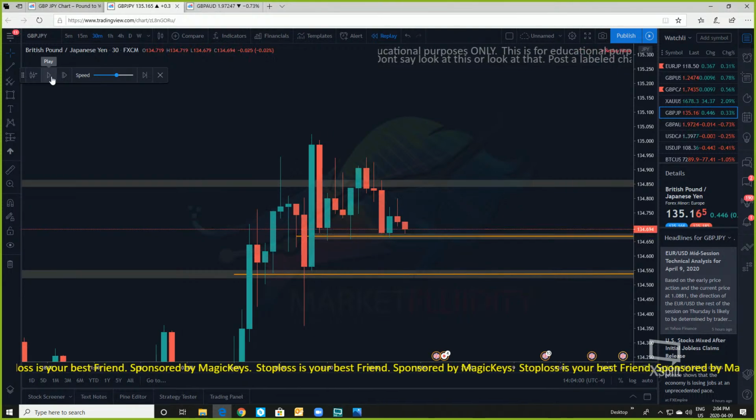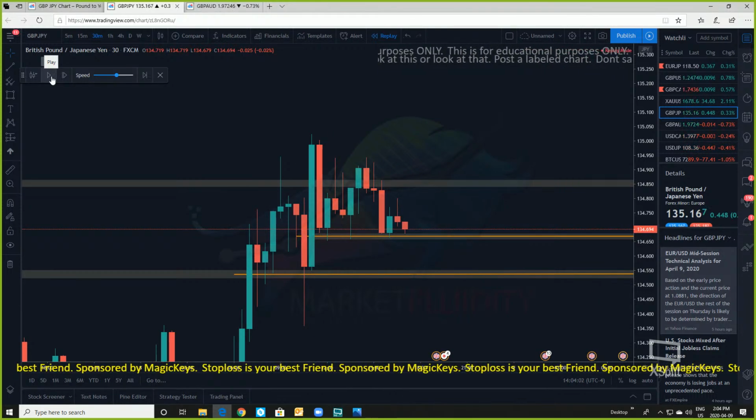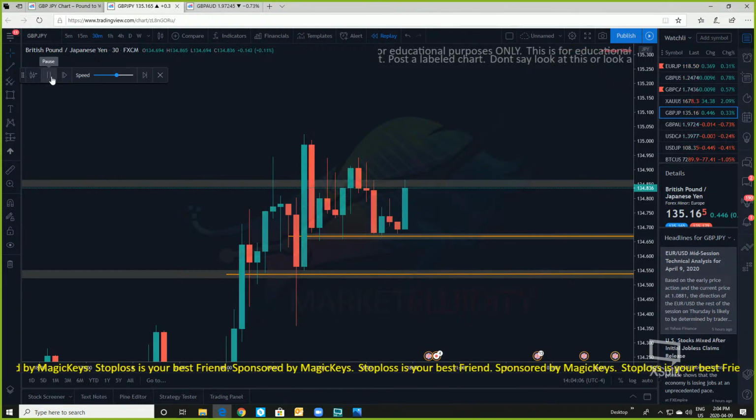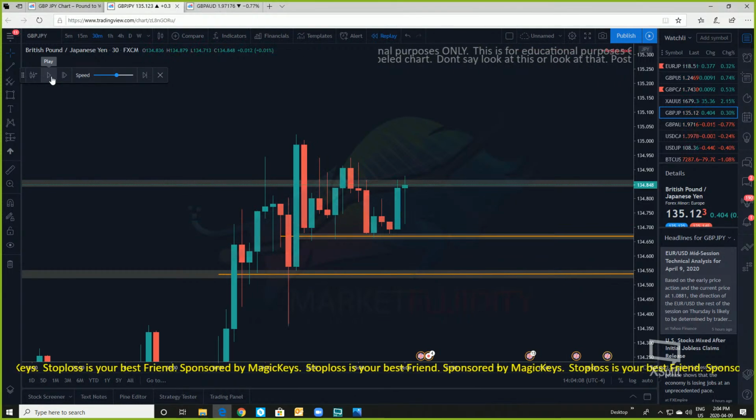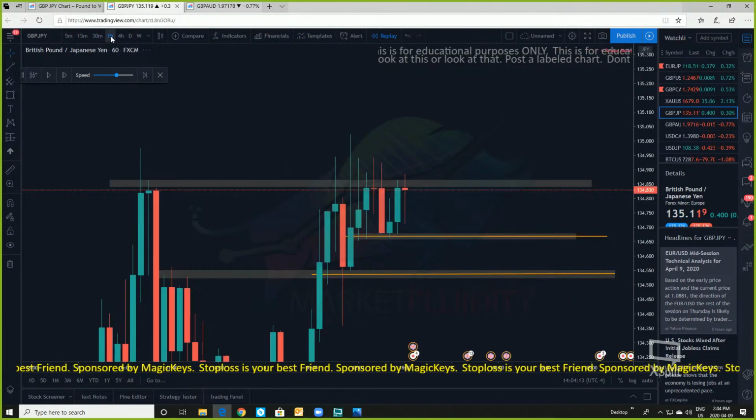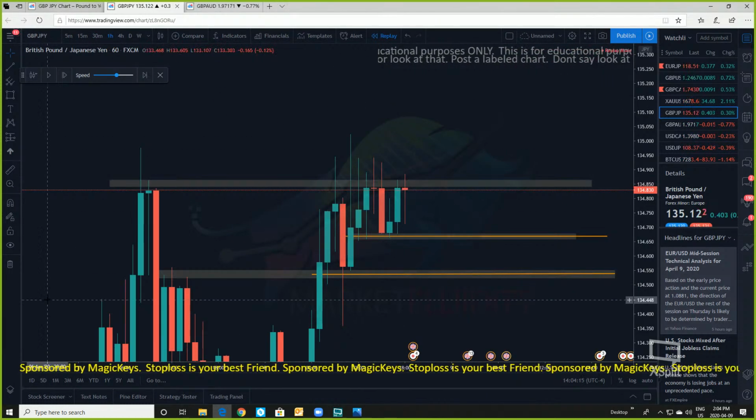Price is moving, price came down to support. If a candle closes above this area, the support is established. There we go, support is established. Now we're walking into the Asian session here. Going to the 1-hour time frame now, we have a resistance on the 1-hour.